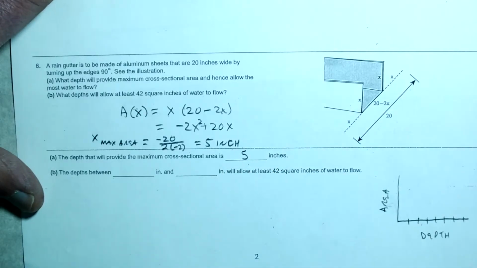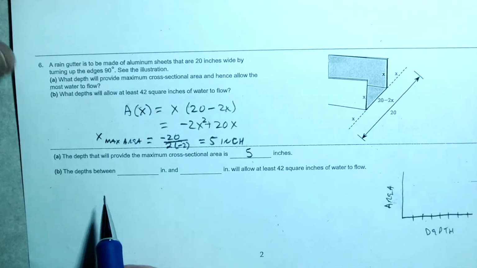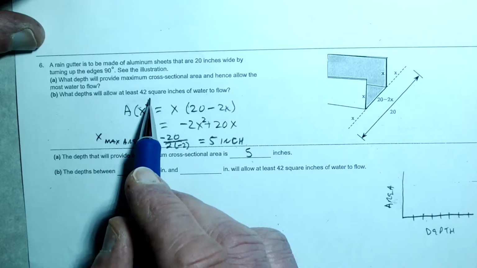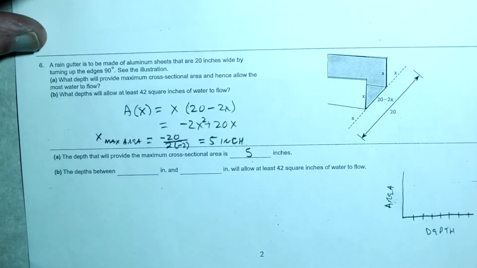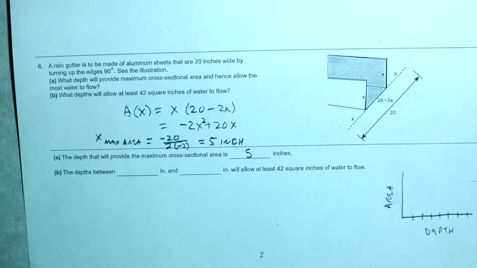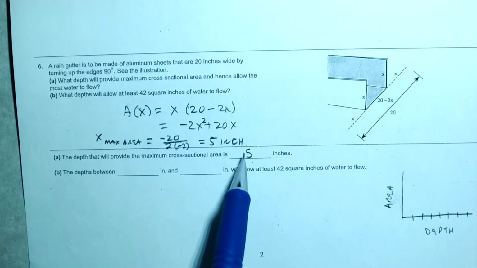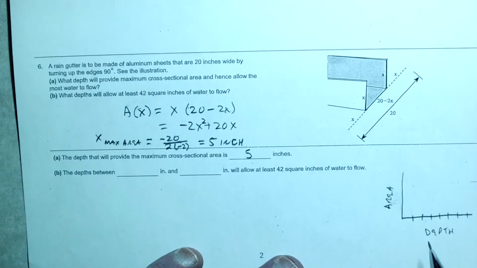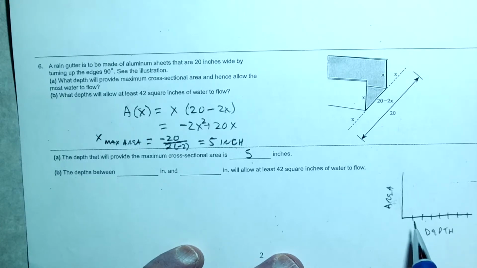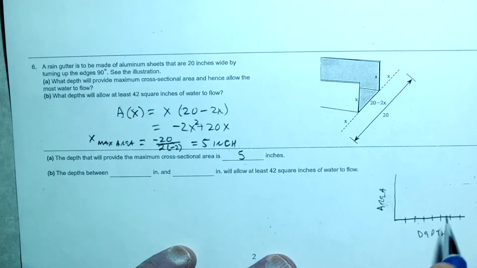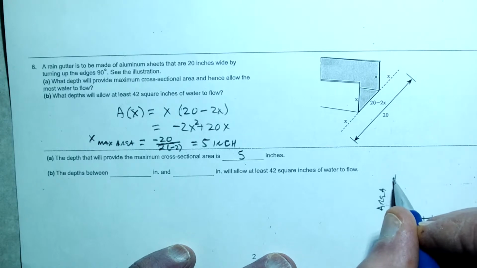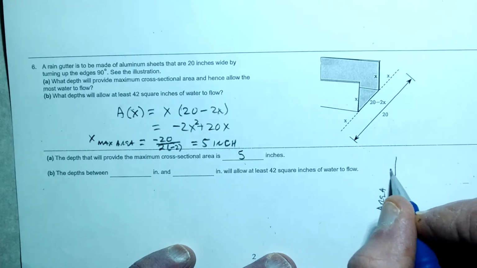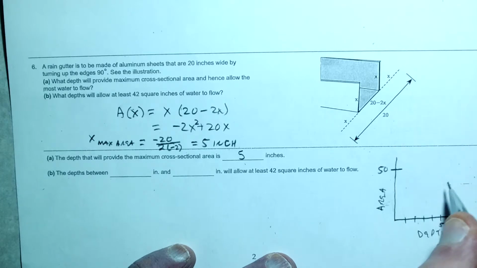Okay, so there's a second question. It says, what depths will allow at least 42 square inches of water to flow? By the way, we noticed that at 5-inch depth, we have 5 by 10, or 50 square inches of water. That would be the maximum. So if we were here on a little graph that I drew, comparing area to depth, we'd have 1, 2, 3, 4 at 5 inches of depth. We ended up with this area up here of 50 square inches of cross-sectional area.